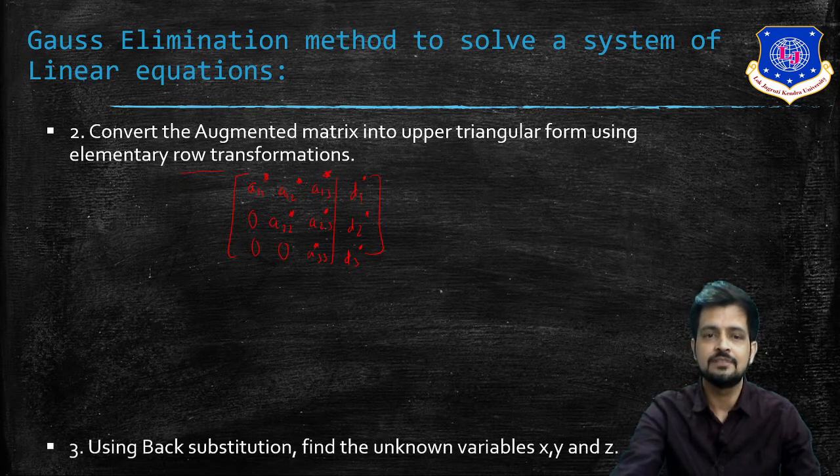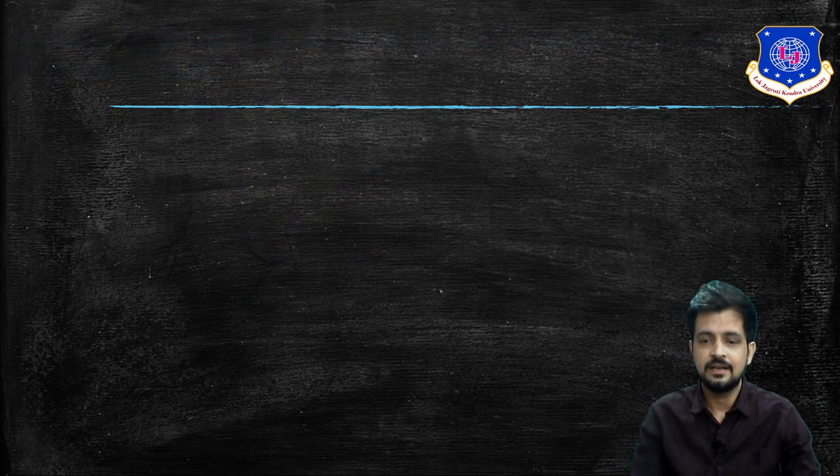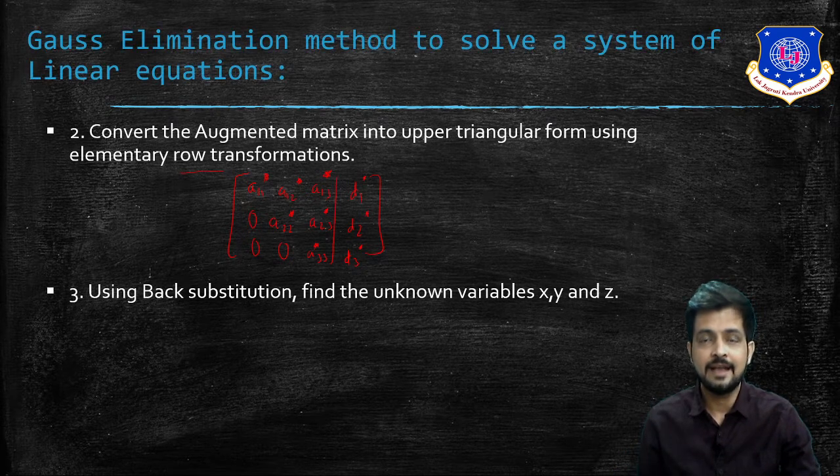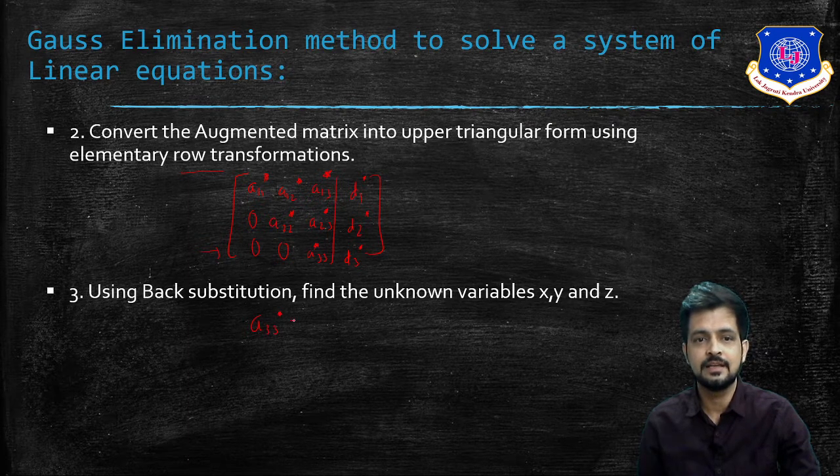What is our next step? Our next step is to use back substitution and find the values of the unknown variables. Now, what is the meaning of back substitution? Starting from the last, we can write the back substitution like this: A33Z is equal to D3.